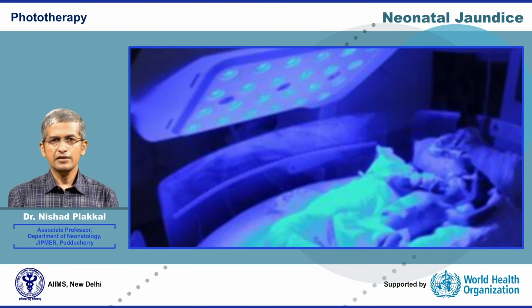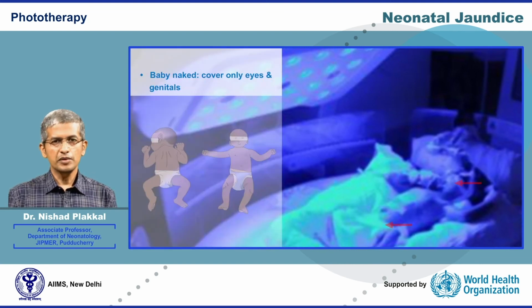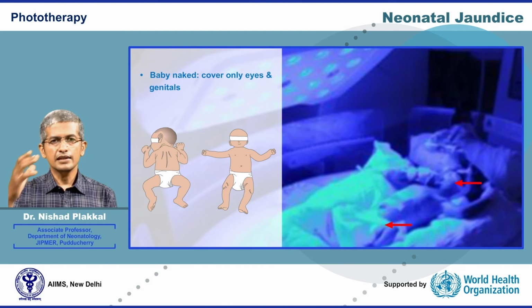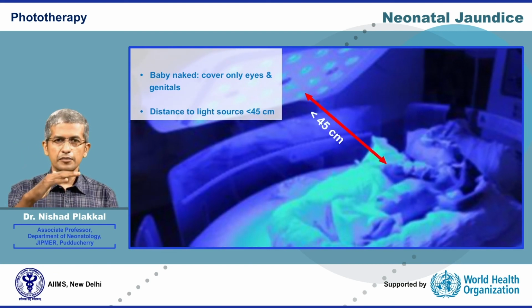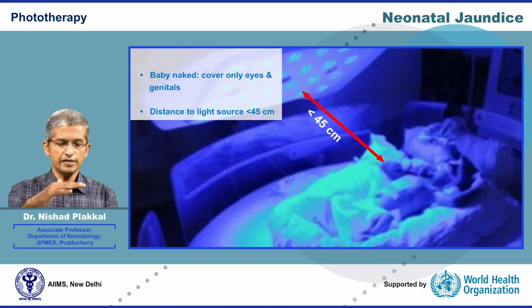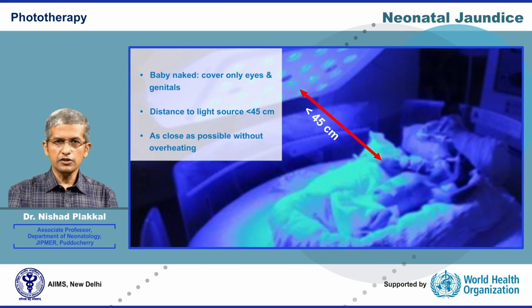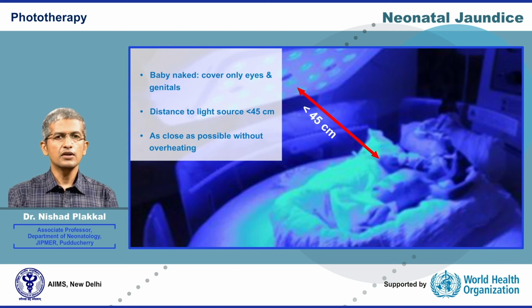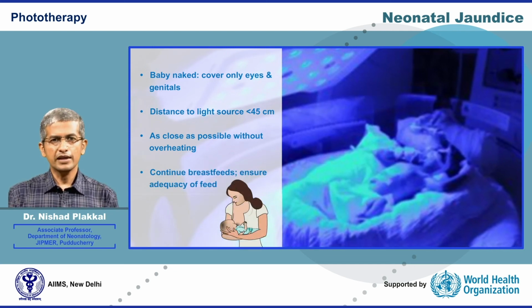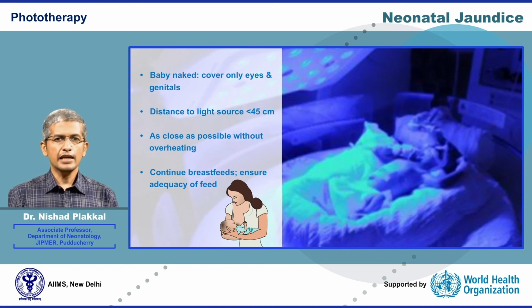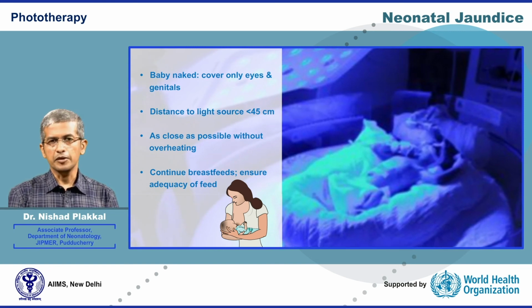How do we administer phototherapy? The baby should be unclothed and only the genitals and the eyes should be covered. The light source should not be more than 45 centimeters or about 1.5 feet from the baby. It can actually be closer to the baby as long as it does not cause overheating. We should ensure that the mother feeds the baby frequently, and position changing can be done after feeding the baby.